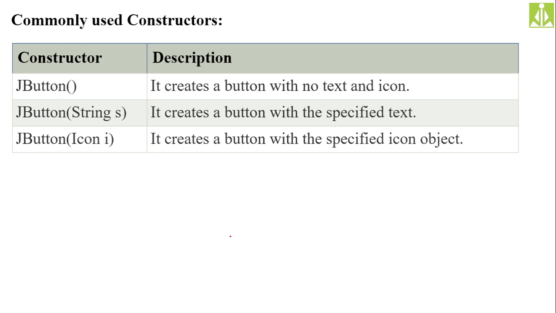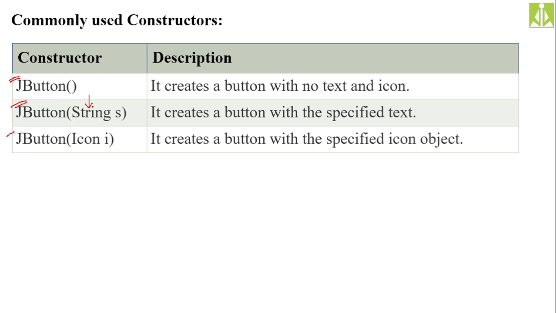So here are some of the constructors defined inside the JButton class. This is the default constructor, and it will create a normal button without any text. And the JButton class also has a constructor where, when you pass some string to it, it will create that string as a label on that button.